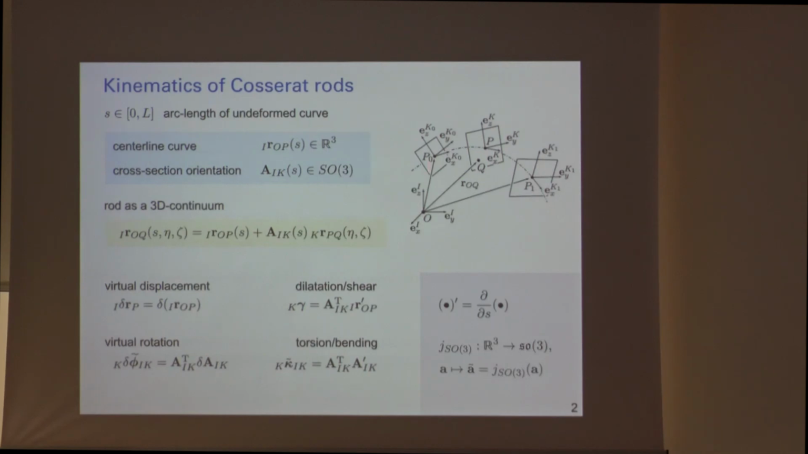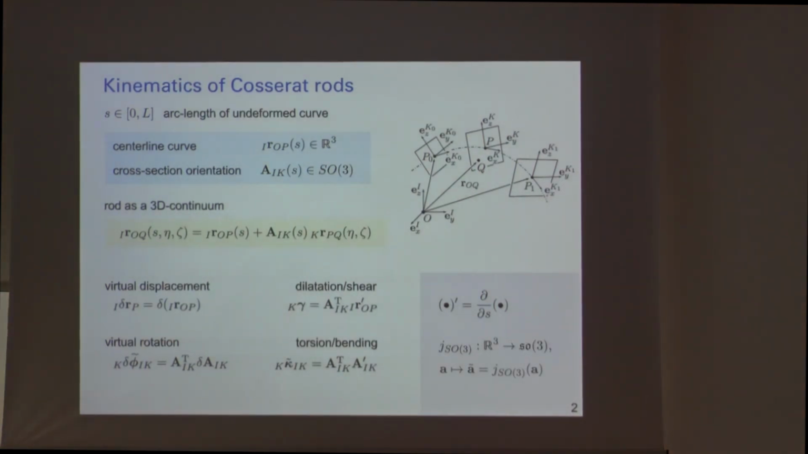So if we have a look at point Q and we consider our rod as a three-dimensional body, then we can describe that point by the vector chain of first going to the center line, and then from the center line we go to the point that is a constant in the cross-section fixed frame, and it depends on the referential arc length S through the change of orientation. So that is a transformation matrix.